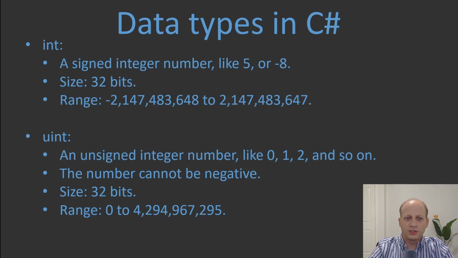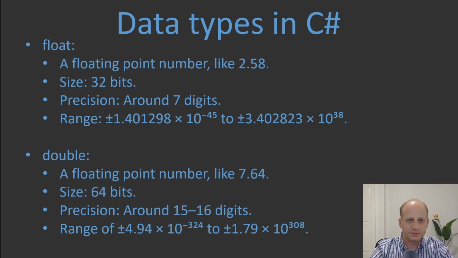The next one is uint, which means it's an unsigned integer number, which means that the numbers stored in such a variable can't be negative. So the range begins from 0 and ends somewhere at 4 billion and something. Pay attention that it's twice as big as int because we don't need to store negative numbers. And the size of it is the same as int, 32 bits.